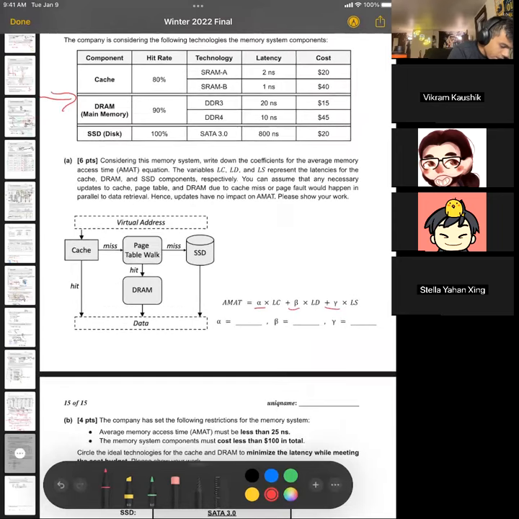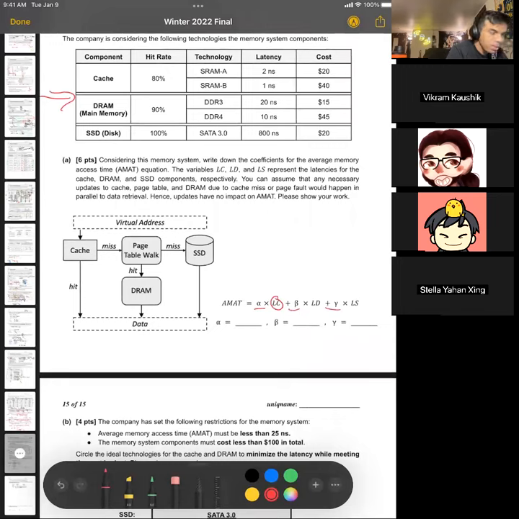Alpha is basically something times the latency of the cache. In other words, we're trying to determine for every time I do a virtual address access, what proportion of times do I need to access the cache? Well, as you can see from the diagram here, 100% of the time, right? Every time I do a virtual address access, I access the cache, and I never access the cache twice. So that tells me that alpha is just equal to 1. 100% of the time, I'm going to access the cache.